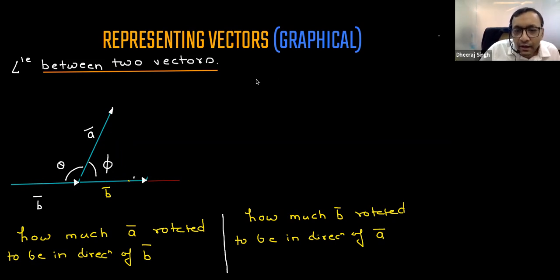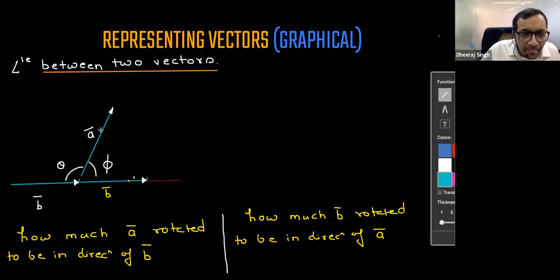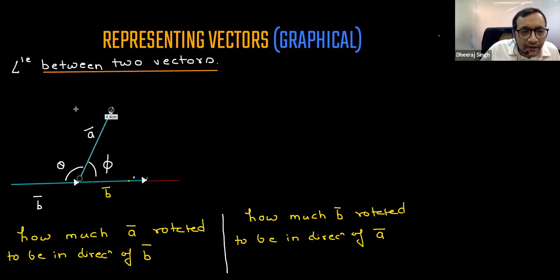Now tell me, everyone, let's say this is A. If I rotate by theta, it will be in the direction of B or in the opposite direction of B? What do you think? It'll be in the opposite direction. So that is why not theta. All right. Now tell me which one will be the logical choice of angle between the two vectors, theta or phi? It'll be phi only, right? It'll be phi.